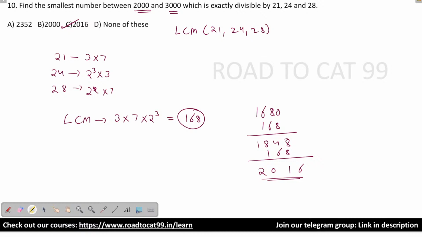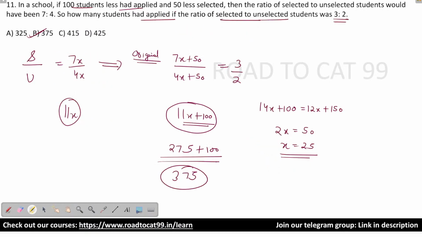Find the smallest number. I think again this was a sitter question. I mean, the mere understanding about how to go with such a question could have helped. You have to just find the LCM and that's it. उसके अलावा you don't need to do anything.